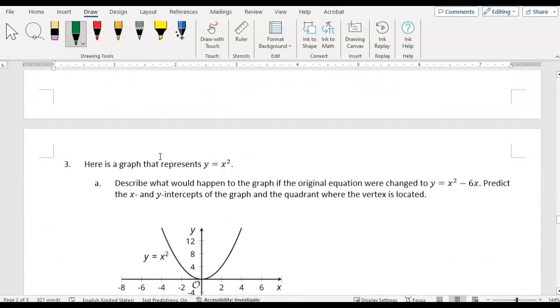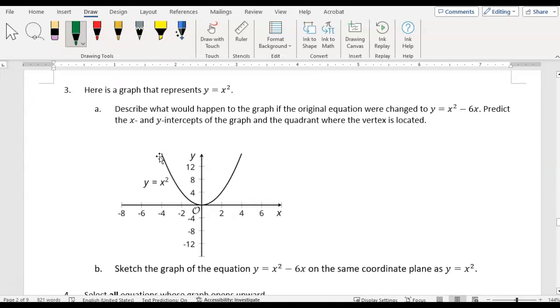All right. Here is a graph that represents y equals x squared. Describe what would happen to the graph if the original equation were changed to x squared minus 6x. Predict the x and y intercepts of the graph and what quadrant the vertex is located in. All right, so if we were to redraw this one, we can also factor this to be x times x minus 6. This gives us new x-intercepts of 0, 0 and 0, 6. So notice that it's shifting over.